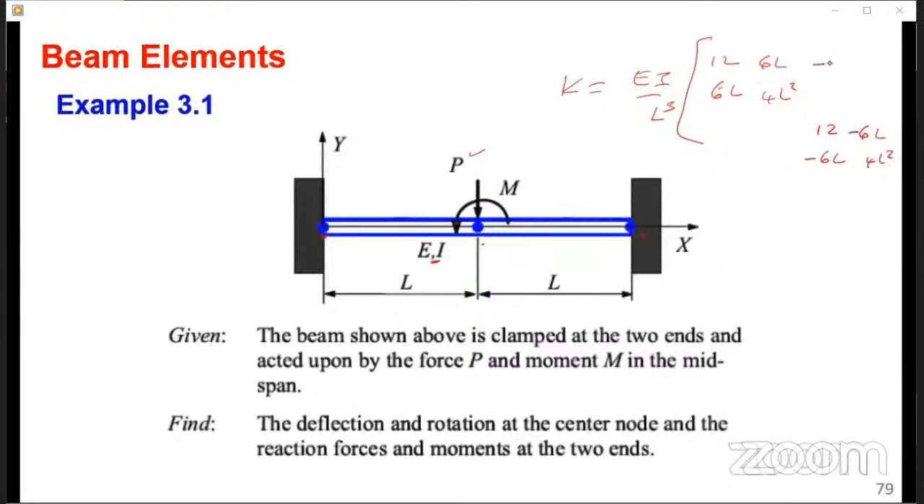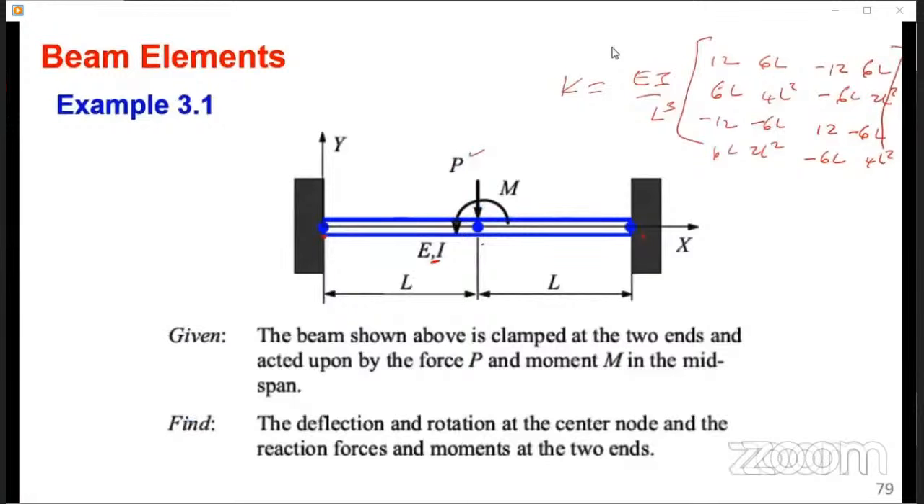Then again here we have minus 12, 6L, then minus 6L, 2L squared. Then I take this one here, and I change the sign, cosine negatives, to the row. This will be minus 12, minus 6L, 6L, 2L squared. So basically, that will be the stiffness matrix for whatever element that you have.